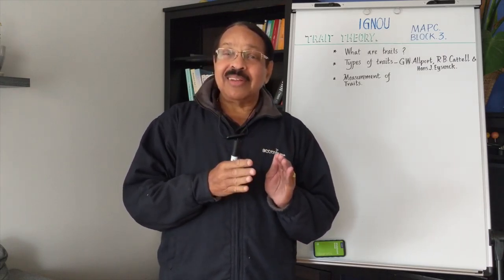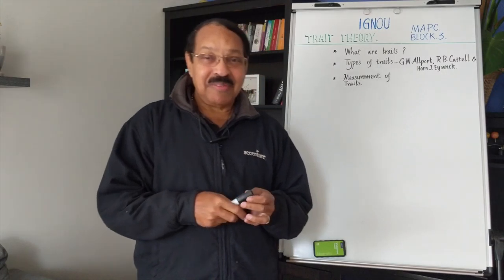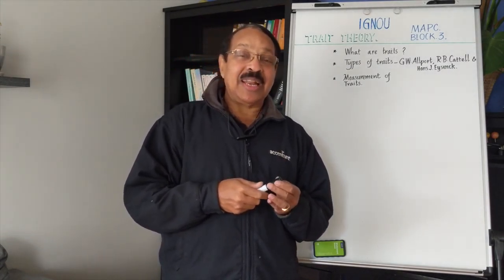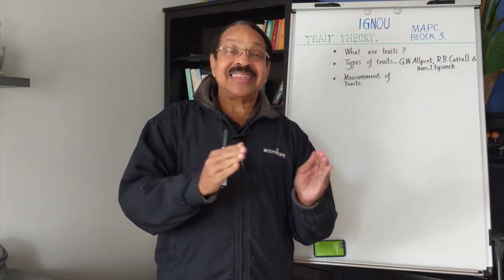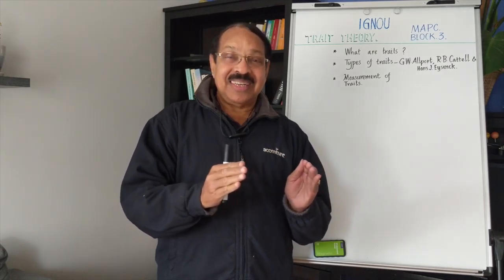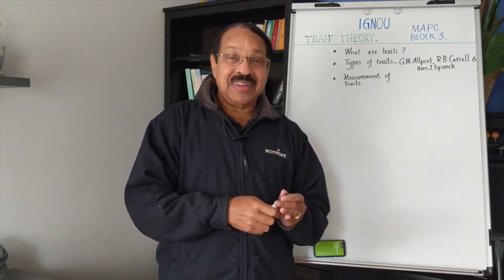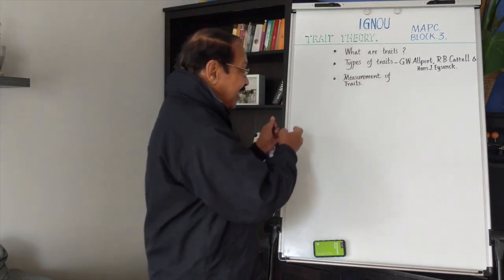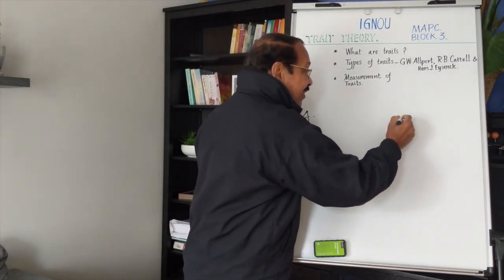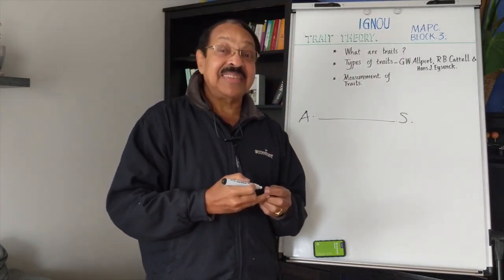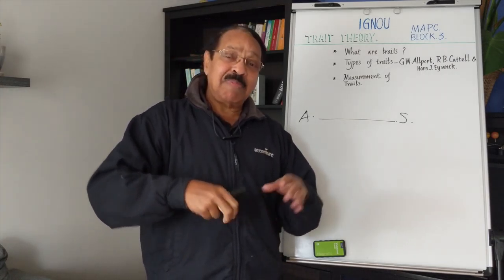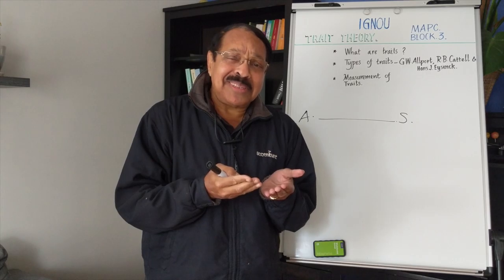To make it clear, I will use an item from Allport's Ascendancy Submission Reaction Scale. Very famous personality scale. Ascendancy submission. This is a trait, a personality characteristic. It's in a continuum. Here we have ascendancy, here we have submissiveness. Ascendancy means dominance. Some people are very dominant. Some people are submissive, timid.